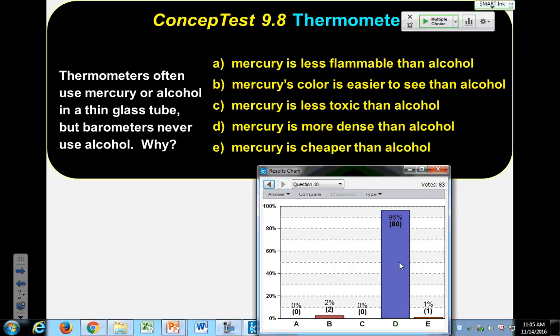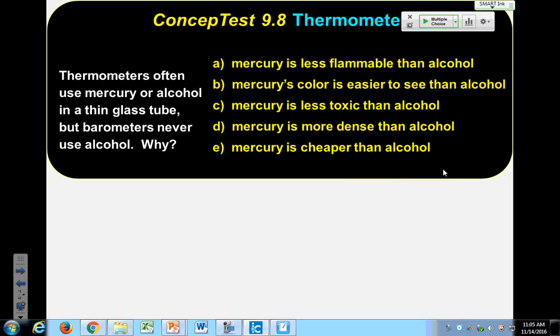Hey, and that's awesome. D is right. The reason we use it is because mercury is a lot more dense. In fact, you'd rather not use mercury when you're measuring pressure because mercury is just such a pain when you spill it. You've got to get special chemicals to clean it up, and you've got to file a report. It's just a big old mess. So we'd much rather use alcohol.